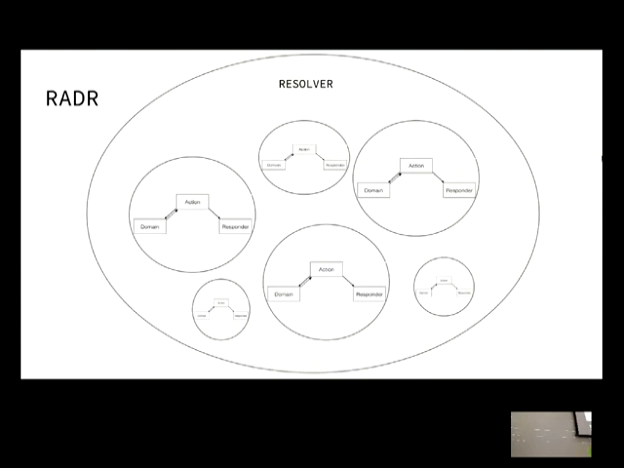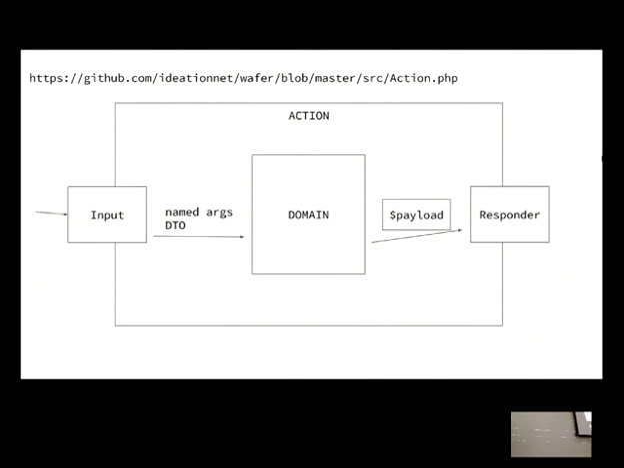And then I wrap that in a resolver, which is just the router, which just takes an incoming path and decides which of these action domain responders to route that to. Which of these actions, I should say. So I've been playing around with some ideas with this, and there's a few links to some experiments I've been doing on GitHub.